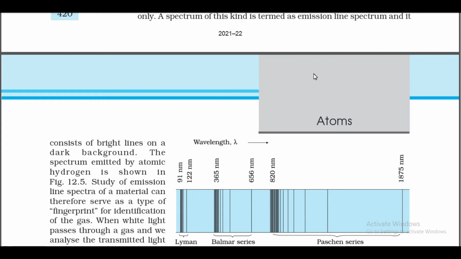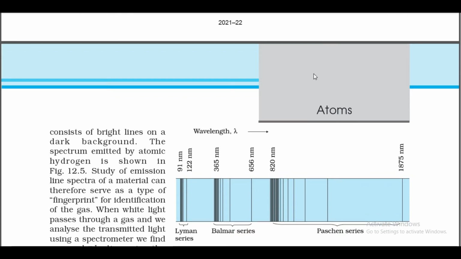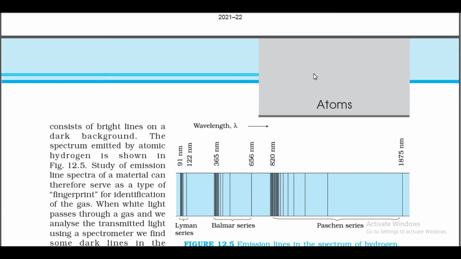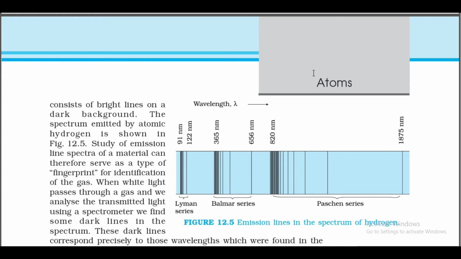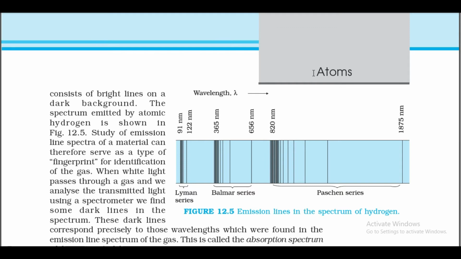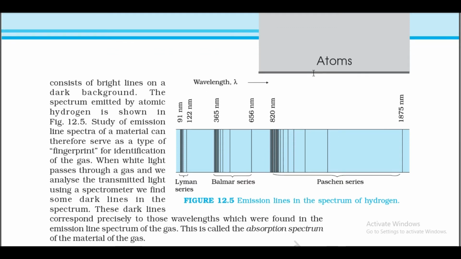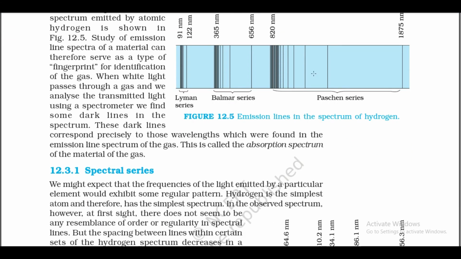Study of emission line spectra of a material can therefore serve as a type of fingerprint for identification of the gas. When white light passes through a gas, we analyze the transmitted light using a spectrometer. We find some dark lines in the spectrum. These dark lines correspond precisely to those wavelengths which were found in the emission line spectrum of the gas. This is called the absorption spectrum of the material of the gas.